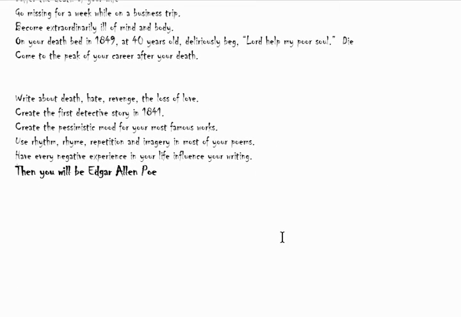And then the final stanza is how to be like him. Write about death, hate, revenge, and the loss of love. And if you guys looked at the first 2 stanzas, you can tell why his poems mimic his life, right? He's a pretty depressed fella. Create the first detective story in 1841. Create the pessimistic mood for your most famous works. Use rhythm, rhyme, repetition, and imagery in most of your poems. Have every negative experience in your life influence your writing. Then you will be Edgar Allan Poe.